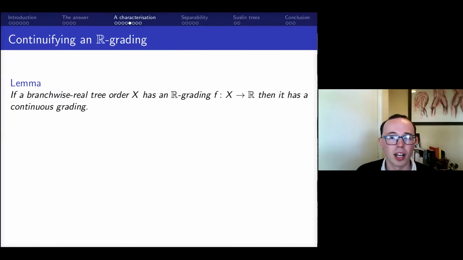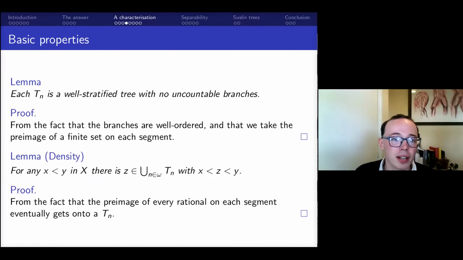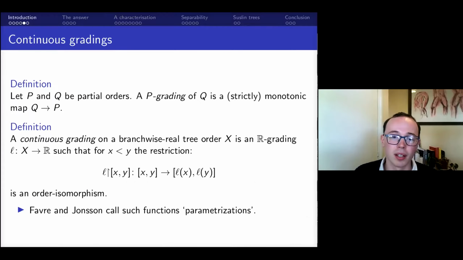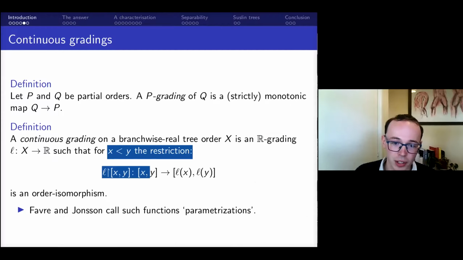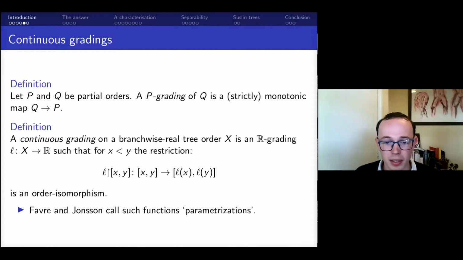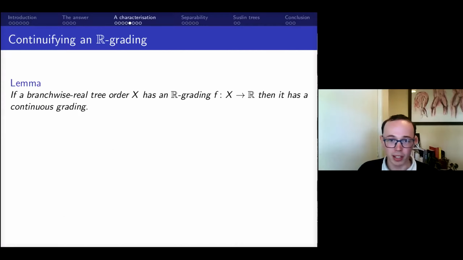Okay. Now, another result which I'm going to need to prove the main theorem in this section is about continuifying R-gradings. So a continuous grading is going to be an R-grading subject to this continuity condition. But what I'm going to need is that actually this continuity condition can be eliminated, in the sense that a branchwise-real tree order is continuously gradable if and only if it's just plain R-gradable. In other words, whenever we have an R-grading, we can transform it into a continuous grading. This is what I mean by continuifying.